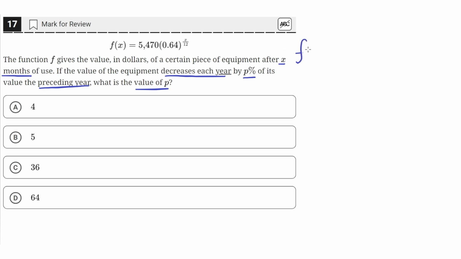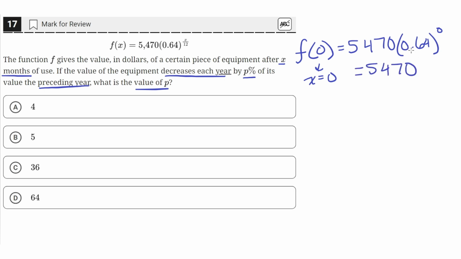So first let's find f of 0, the value in the beginning, or month 0. We can do that by just plugging in a value of 0 for x. So we'll just have 5,470 times 0.64 raised to the 0 power, because 0 divided by 12 is just 0. And so this just equals 5,470, since 0.64 raised to the 0th power is just 1, and 1 times 5,470 is just 5,470.